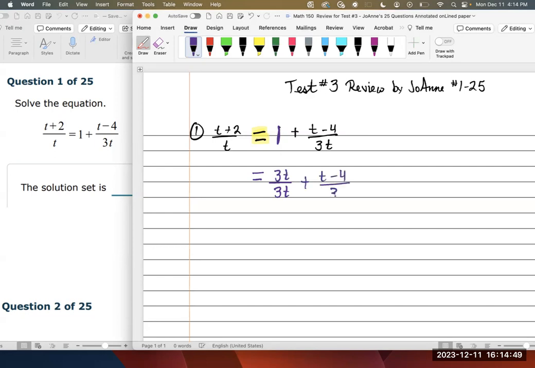Then I rewrite the rest of the problem. Simplify the right side. 3t plus t becomes 4t. So my numerator is 4t minus 4. When you add fractions, the denominators stay the same.